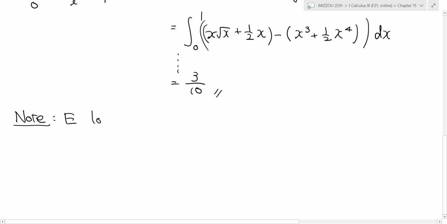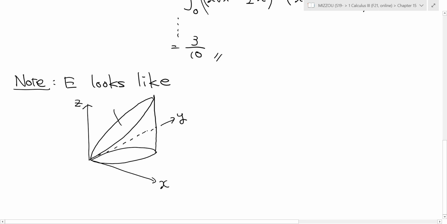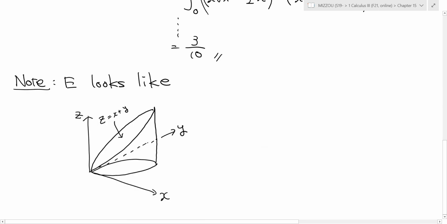E looks like this. Z-axis, and let me write down the x-axis in this way, and then the y-axis, and then the shadow of the solid is like a parabola, and then z is from 0 to a plane, so it looks like this actually, and the top portion here is z is equal to x plus y. That's how E looks like. So this is E.